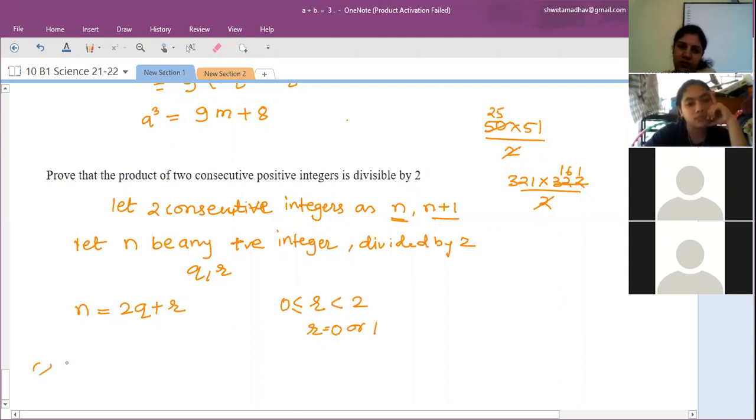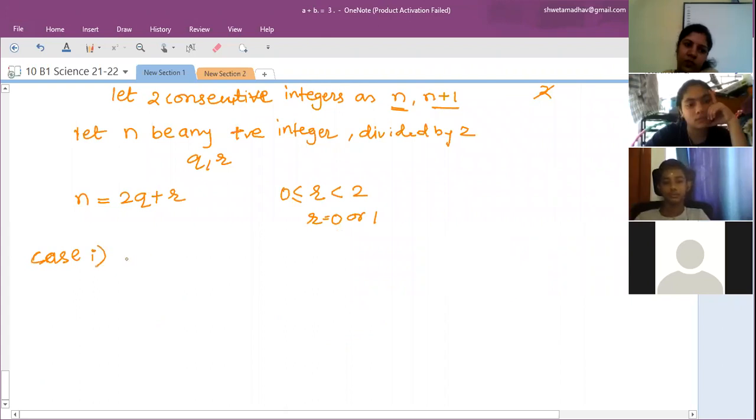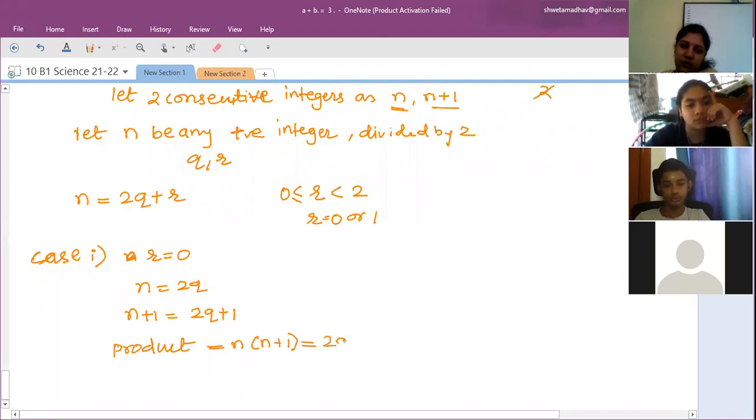Case 1: r is equal to 0. If r is equal to 0, then n is 2q, and n plus 1 is 2q plus 1. Now the product we can write as n into n plus 1, that is equal to 2q into 2q plus 1.